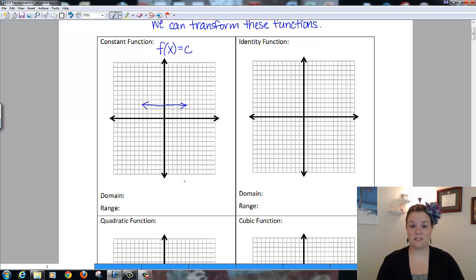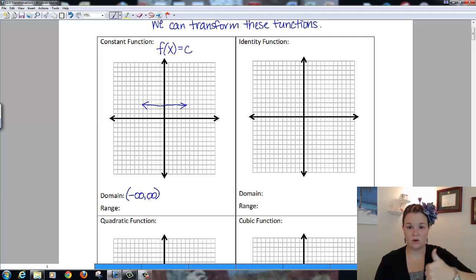which means that our domain, notice it keeps going in both directions, is going to be negative infinity to positive infinity. Okay, and our range, if I look as far south as I can go and as far north as I can go, the only y value I have is that one y value, whatever that c value is. So since there's only one value it can take on, I'm going to use the squiggly brackets, the set notation, and just say the range, the only y value we can have is c.